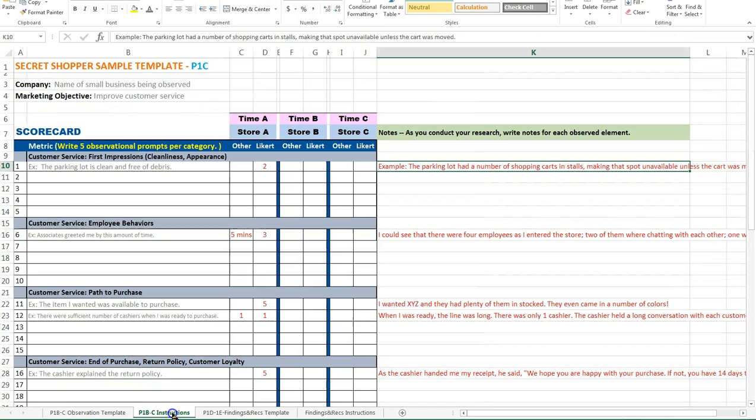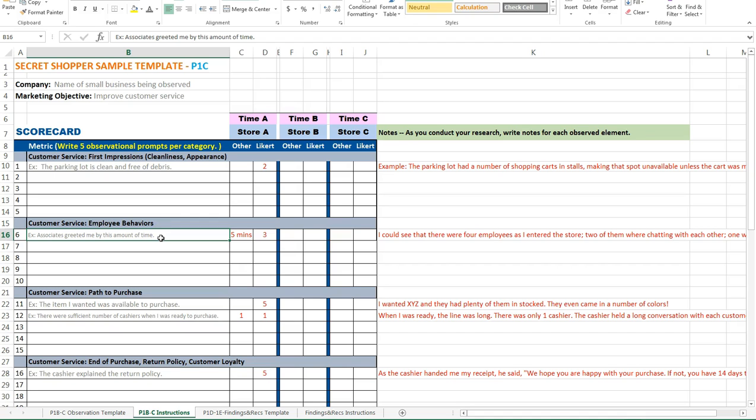So when I return back to what I'd written here, associates greeted me by this amount of time. That was my prompt, and then they greeted me within 5 minutes. That was my observation under the other column, because that's not a measurement against the Likert scale. And I gave that a 3. So, well, 5 minutes sounds reasonable.